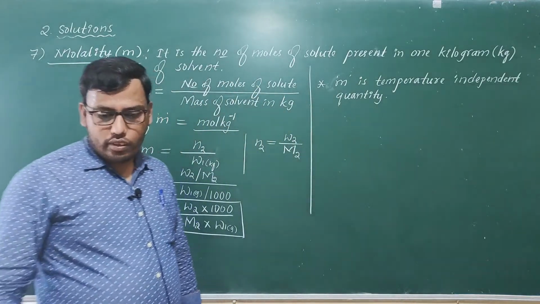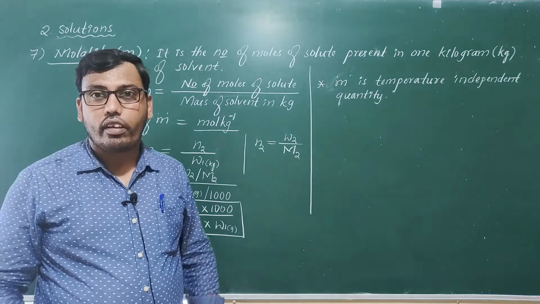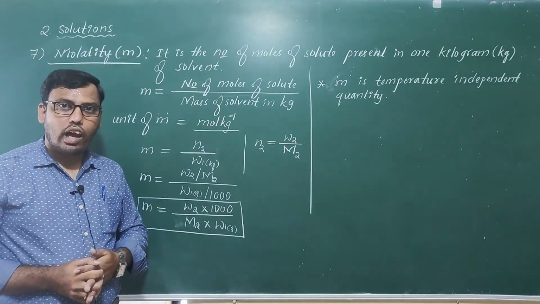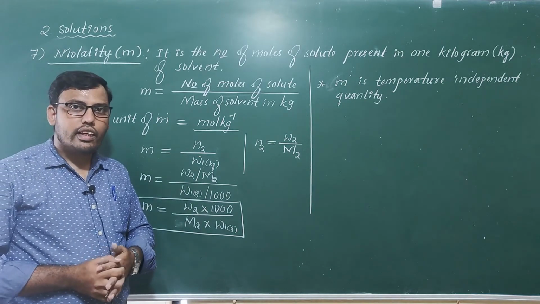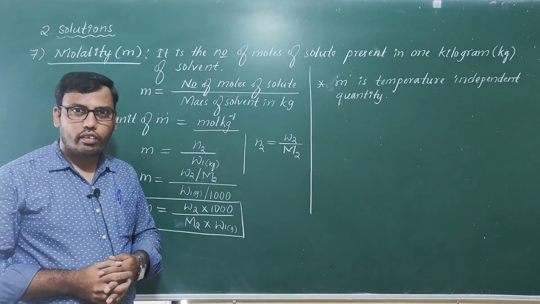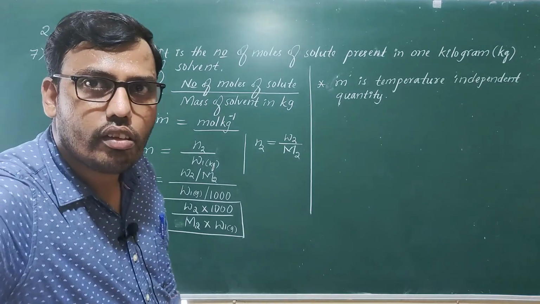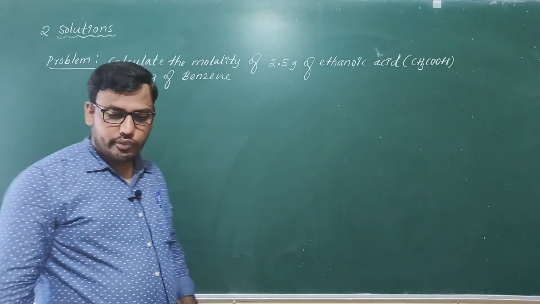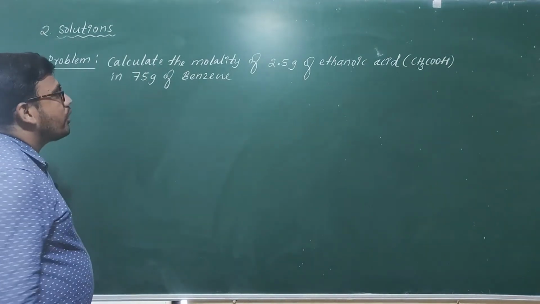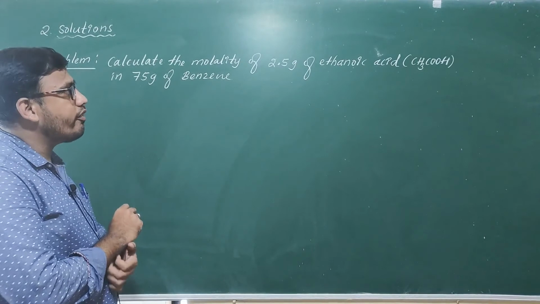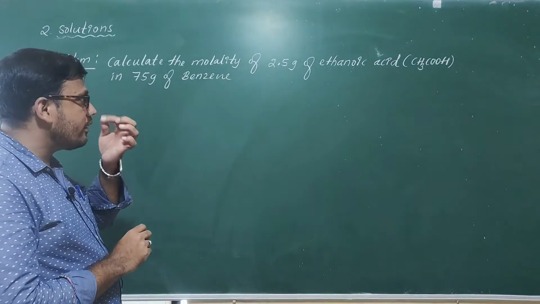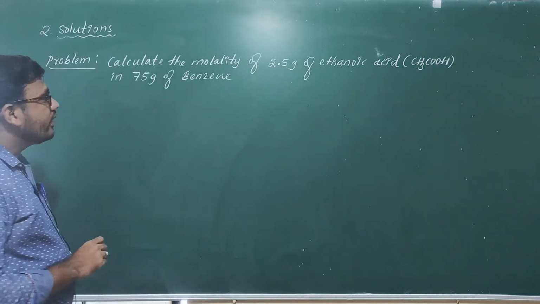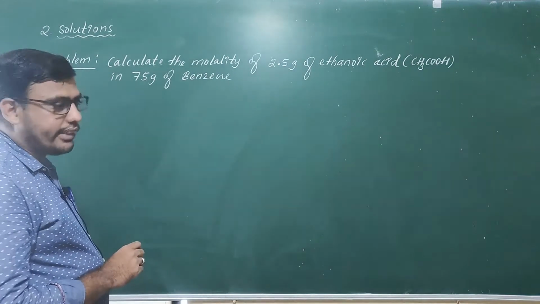Okay. So now once again, in order to understand how to calculate molality of a solution, consider a very simple problem. Problem goes like this. Calculate the molality of 2.5 gram of ethanoic acid, that is nothing but acetic acid, CH3COOH, in 75 gram of benzene.